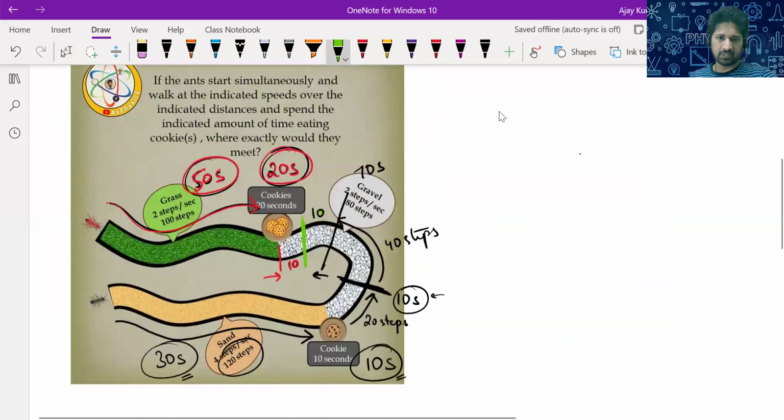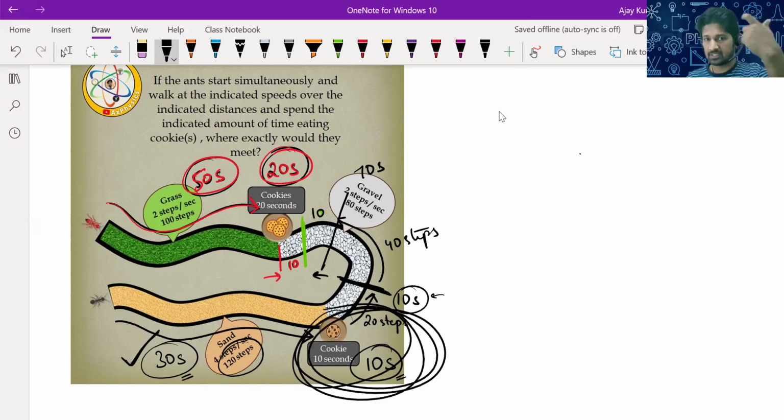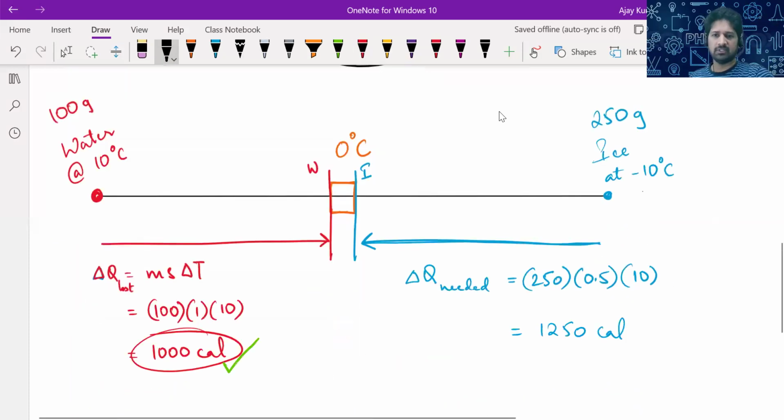It's like in this ant question. You first found out how much time the red ant takes to move through grass, 50 seconds. Then you saw what the black ant does. To move through sand, it takes 30 seconds itself. So by the time the red ant moves through grass, the black ant moving through sand would have completed. Then you went to the next step on this side. The first stage on the upper side is still not complete. First stage on the lower side was complete, and you went to the second stage on the lower side to see how much time it takes. You have to do the same here also.